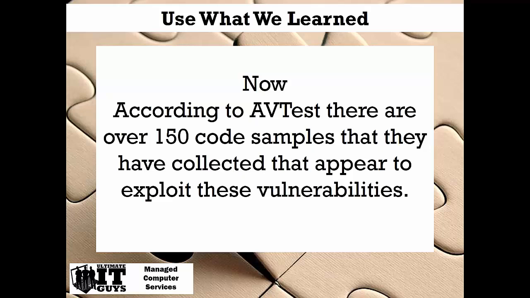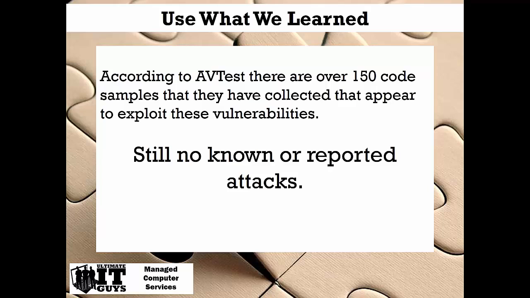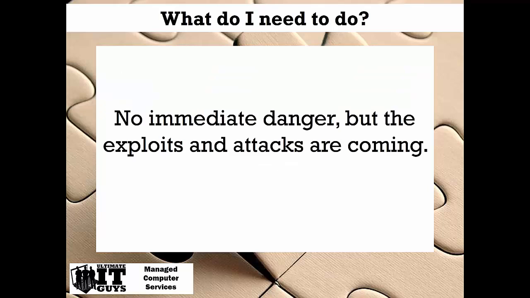What they're seeing right now is that the bad guys are kind of in the same place as the good guys. The good guys are rushing to create patches and try to fix the systems to reduce or remove the vulnerability. At the same time, the bad guys are trying to figure out, well, how can I take advantage of this vulnerability? Basically, what they're saying here is that there aren't any current exploits, there aren't any current attacks happening, but they are quickly developing those capabilities, and it will be happening soon. There are still no known or reported attacks with this Spectre or Meltdown vulnerability. There's no immediate danger, but the exploits and the attacks are coming.